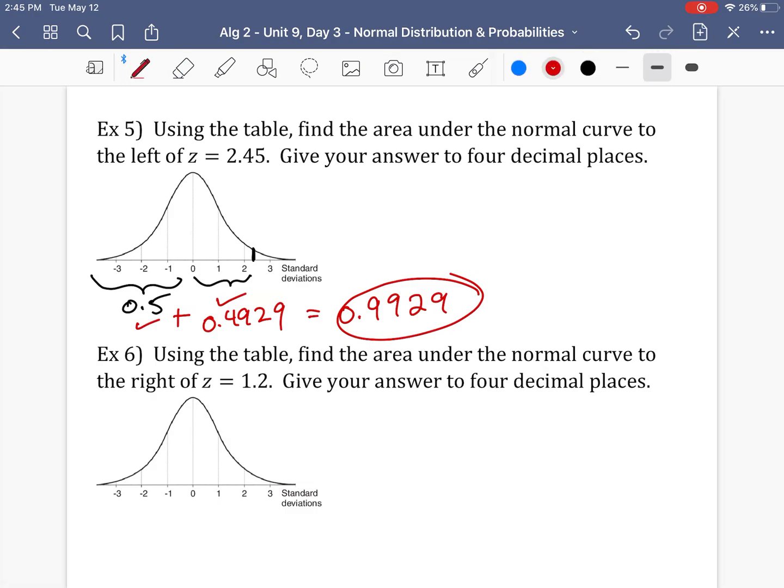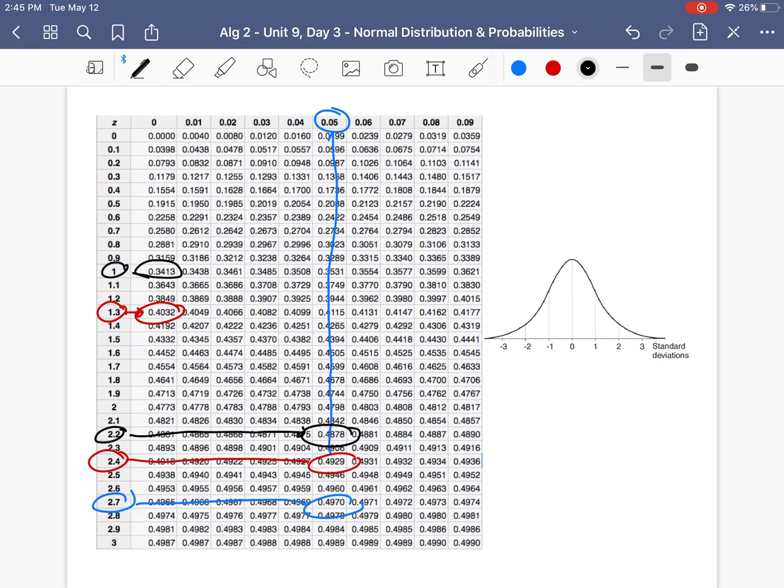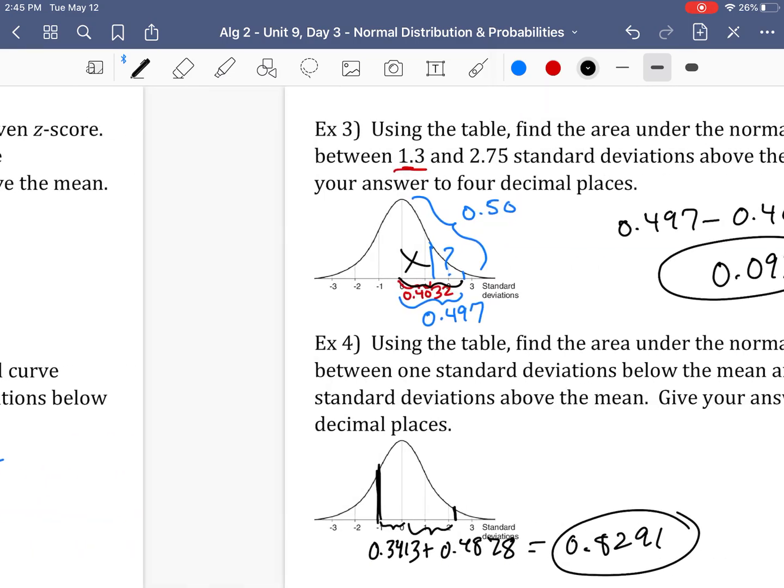All right, using the table, find the area of the curve to the right of 1.2. So 1.2 would be about there, and I want this piece right here. The easiest way to do this is to say to yourself that this whole side is worth 0.5, and if I look up on the chart how much this is worth, what I can do is do 0.5 minus that number, which will give me the red area. So I want 0.5 minus whatever the chart says for 1.2. So 1.2 right here, and there it is, 0.3849.